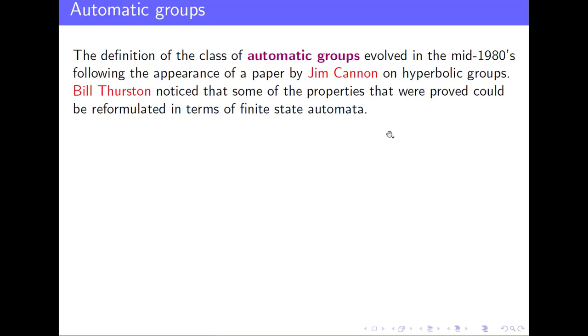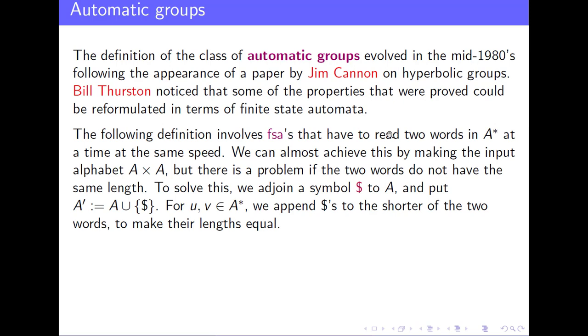It started with a paper with Jim Cannon, different from John Cannon, on hyperbolic groups, and he proved a number of properties about reduced words, about geodesic words in hyperbolic groups, one of which was something we call the fellow traveller property. But it was Bill Thurston, a Fields medalist who, unfortunately, passed away a few years ago, who noticed that these properties could be expressed in terms of finite state automata.